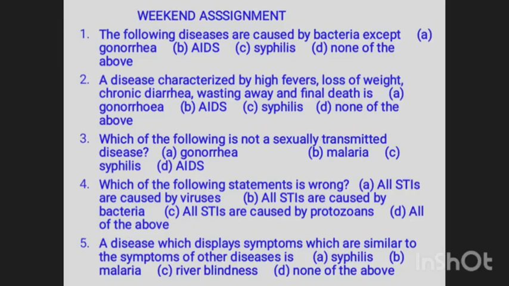Number 2, a disease characterized by high fever, loss of weight, chronic diarrhea, wasting away, and final death is dash: A. Gonorrhea, B. AIDS, C. Syphilis, D. None of the above. The answer there should be AIDS. If you look at the lesson notes, you see it there.